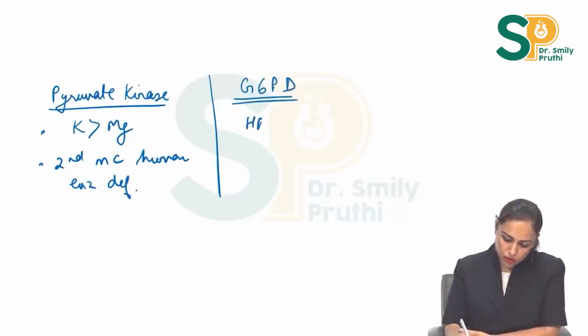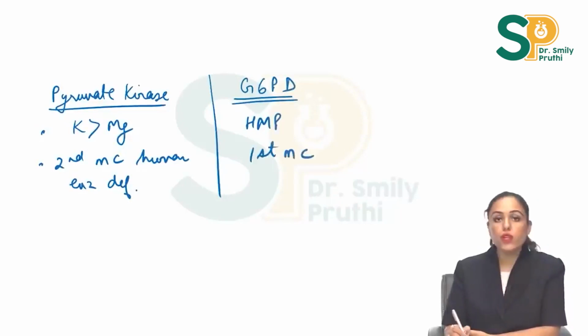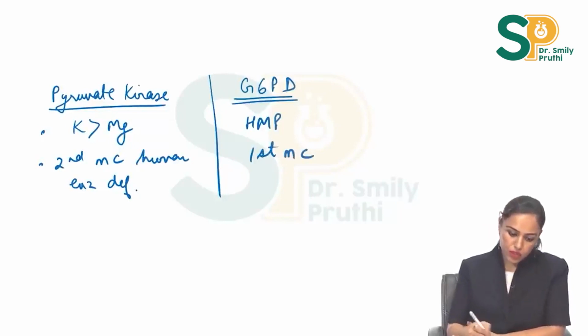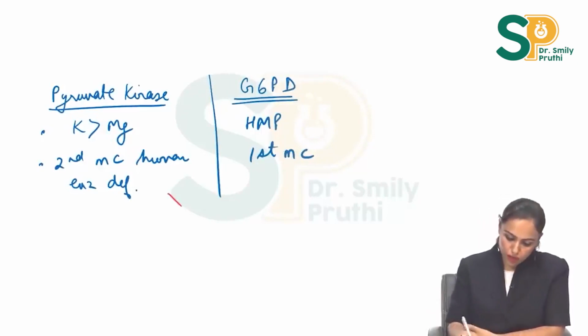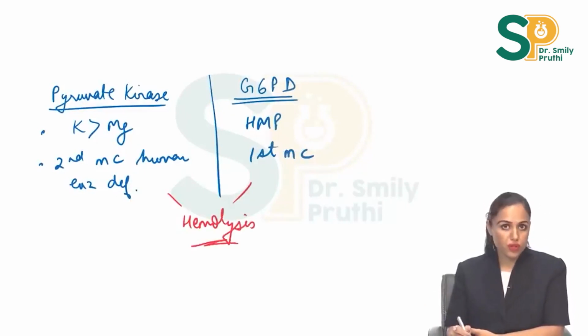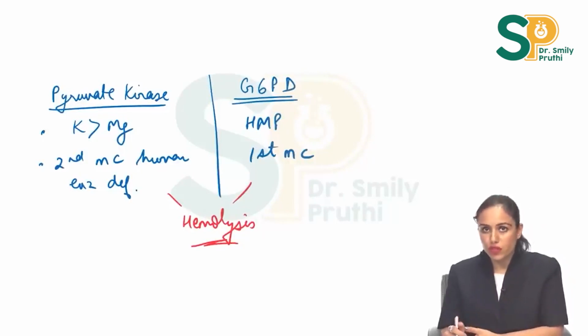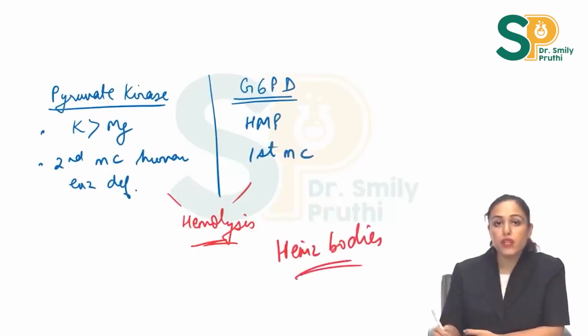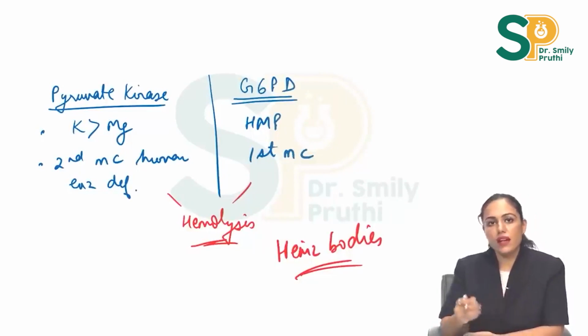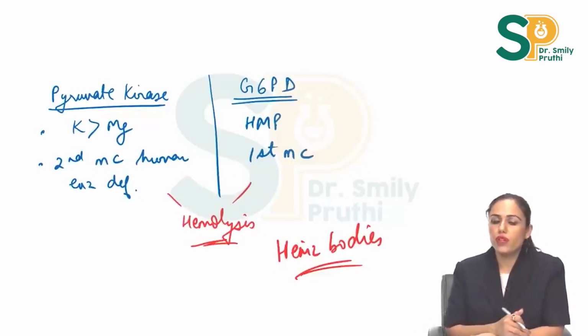G6PD is an enzyme of HMP pathway, and this is the first most common human enzyme deficiency. Now both these patients, that is pyruvate kinase deficient and G6PD deficient patients, they both are very common. See, first most common and second most common enzyme deficiency. They have one common clinical feature, that they both present with hemolysis. So how will you distinguish between these two patients? There's a simple thing, Heinz bodies. You know, Heinz bodies are present in G6PD deficiency. So if hemolysis and Heinz bodies are present, then it is a G6PD deficient patient. If hemolysis is present but Heinz bodies are absent, then most probably it is pyruvate kinase deficiency.